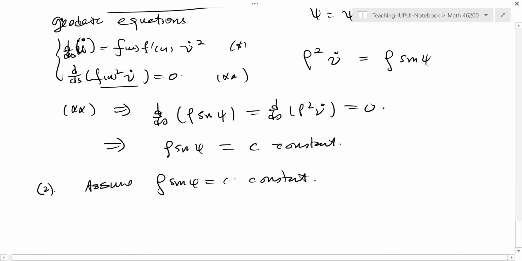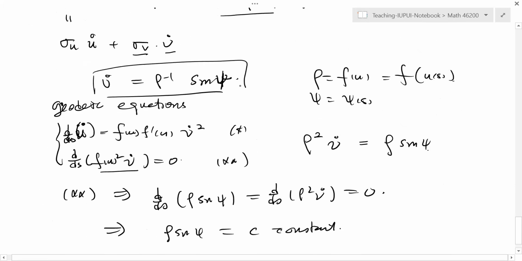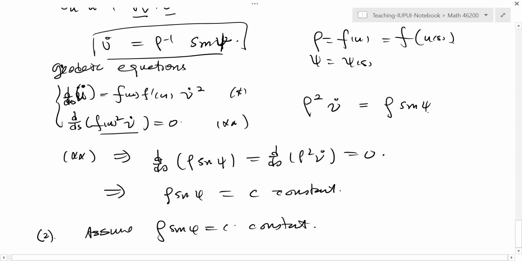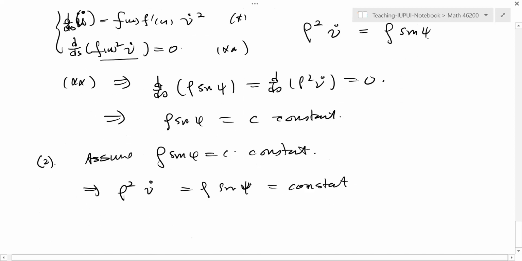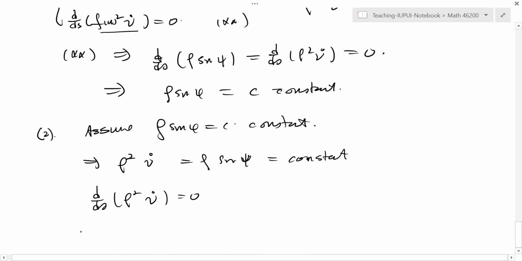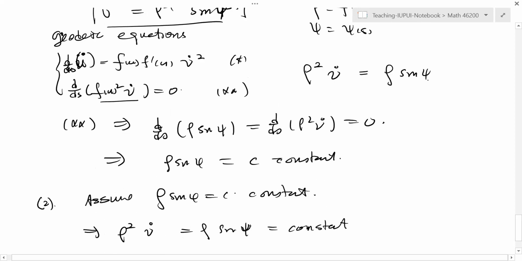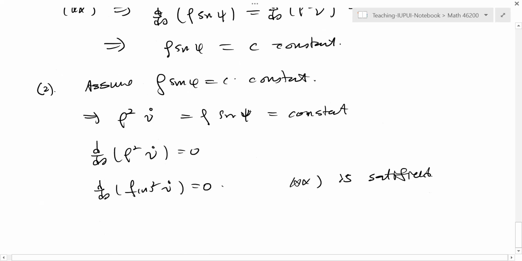But from the above we have this identity. We always have this identity, regardless of whether it's geodesic or not. So that means rho squared v dot is constant. So the derivative of rho squared v dot is 0, i.e., the second equation is satisfied. In order to prove it's geodesic, you have to prove the first one is satisfied too.